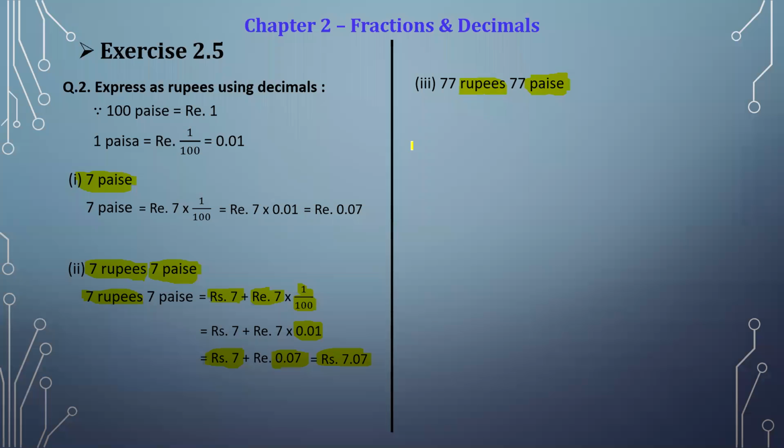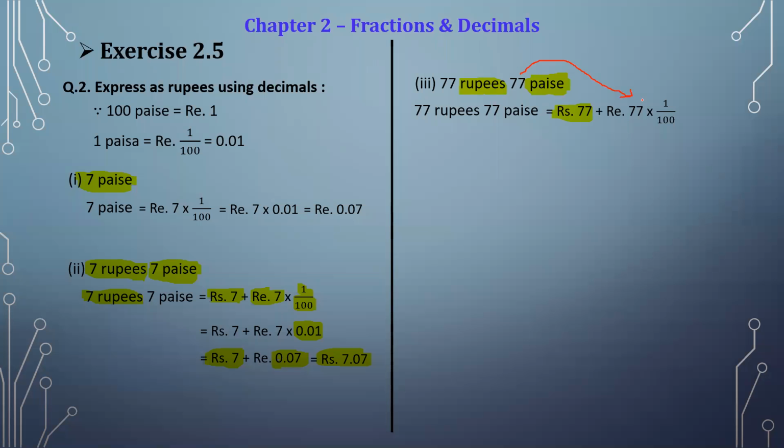So the same method which we have followed in question number 2. Now again we are going to see how we are going to convert it. Here Rs 77 is going to remain as it is, and we have to convert 77 paise into rupees.